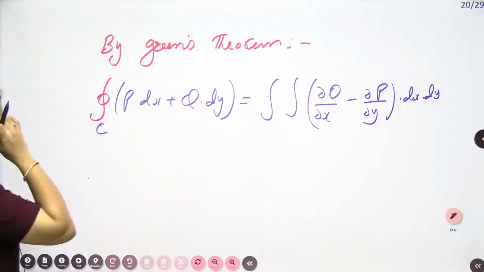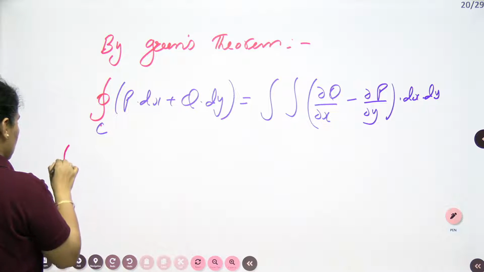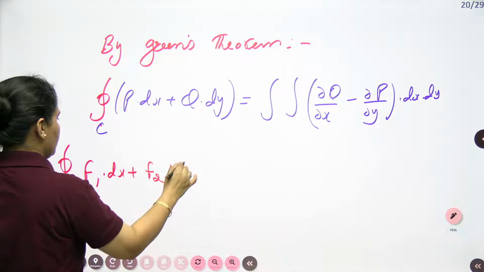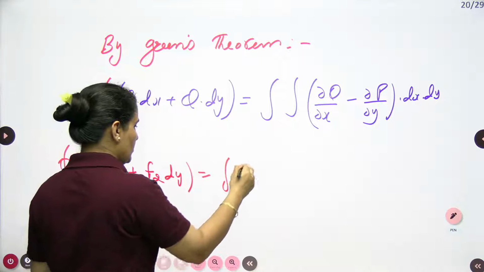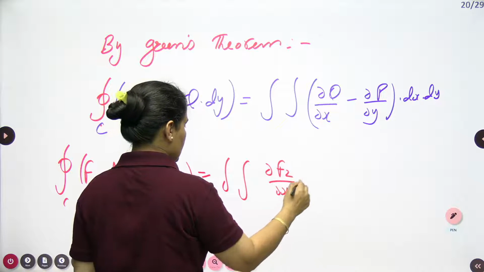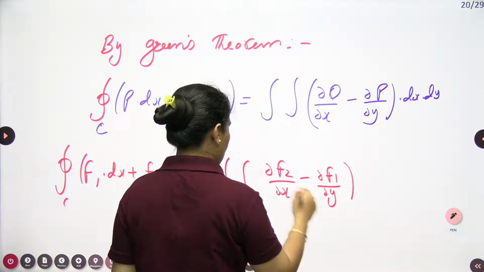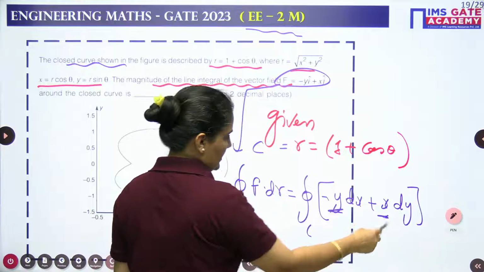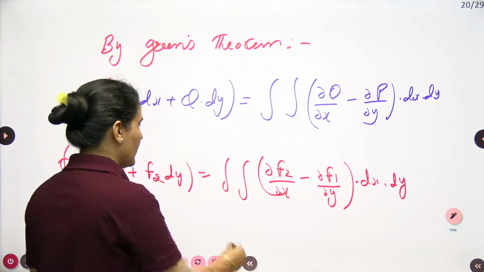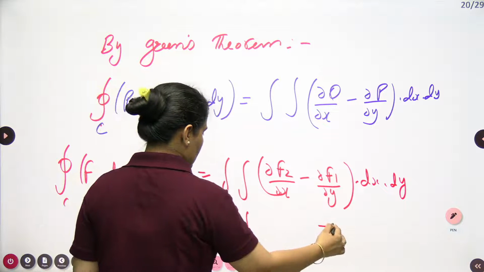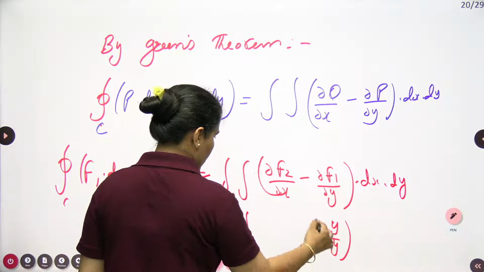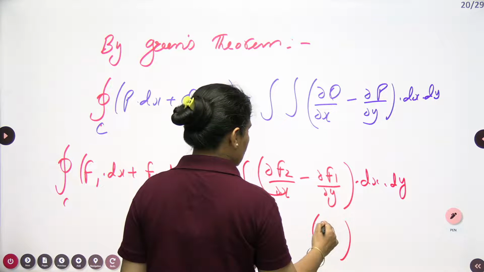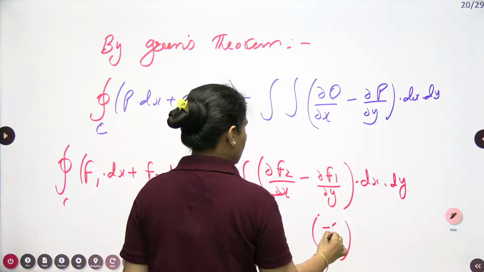So I can go with this as the integral of f1 dx plus f2 dy equals double integral of del f2 by del x minus del f1 by del y dx dy. So when you will see here, this is my first function f1 and this is f2. So the value of f1 is minus y. When I will differentiate, this will be minus 1 only.